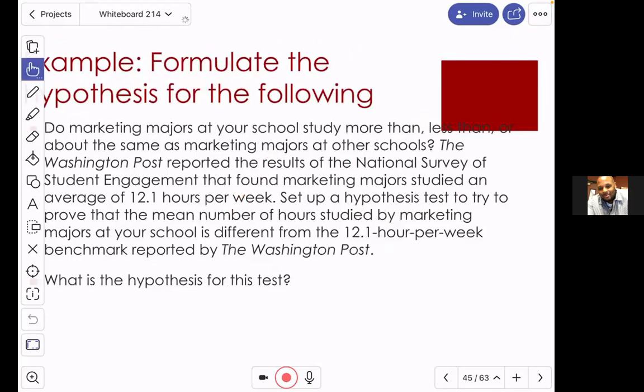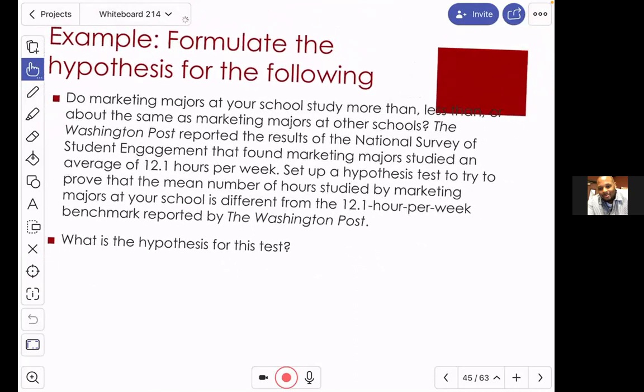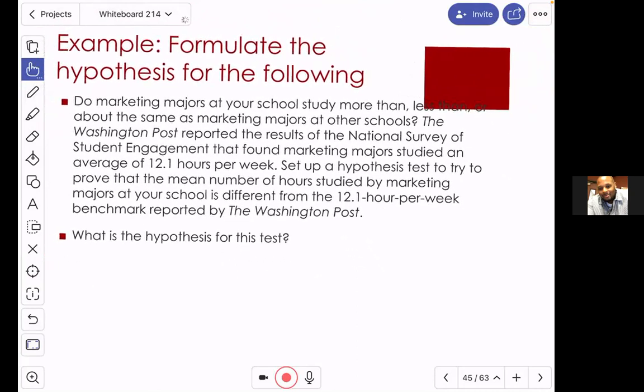So here's what we do. Here's how we formulate a hypothesis. This says, do marketing majors at your school study more, less than, or about the same as marketing majors at other schools? There was a study that was run and found the marketing major studied on average 12.1 hours per week. I'm going to set up a hypothesis test to try to prove that the mean number of hours studied by marketing majors at your school is different from 12.1 hours per week, the benchmark reported by the Washington Post. So here's how we start this.